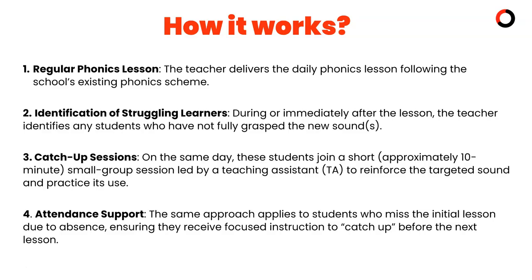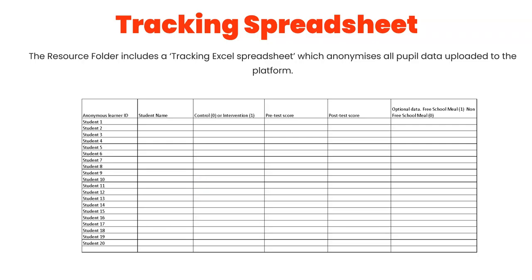And attendance support: the same approach applies to students who missed the initial lesson due to absence, ensuring they receive focused instruction to catch up before the next lesson. So in the resource folder, you will find the tracking spreadsheet, which allows you to link an anonymized learner ID on the platform to a student in the class.